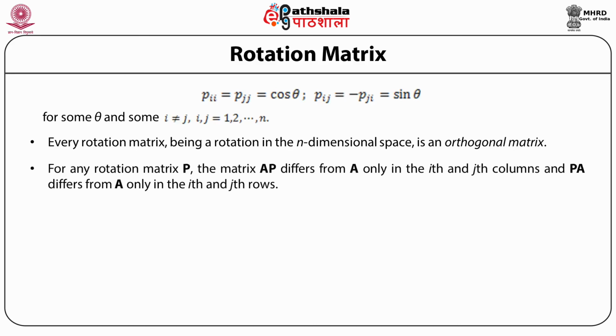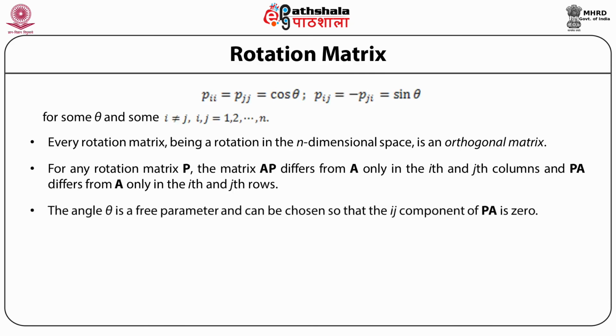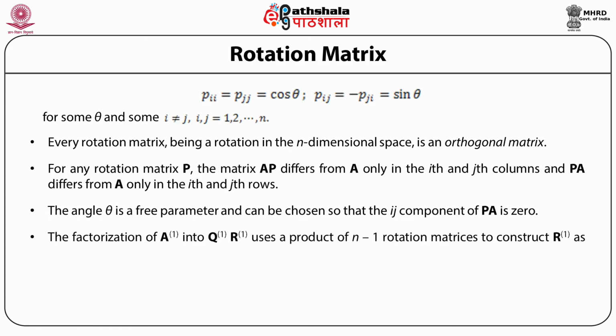For any rotation matrix P, the matrix AP differs from A only in the ith and the jth columns, and PA differs from A only in the ith and the jth rows. The angle theta is a free parameter and can be chosen so that the ij component of PA is 0. The factorization of A^1 into Q^1 R^1 uses a product of n minus 1 rotation matrices to construct R^1 as R^1 equals Pn Pn-1 and so on up to P2 A^1, which is further equal to Q^1 transpose A^1.